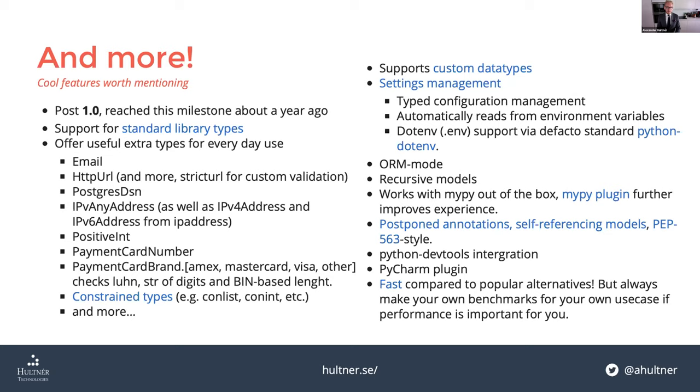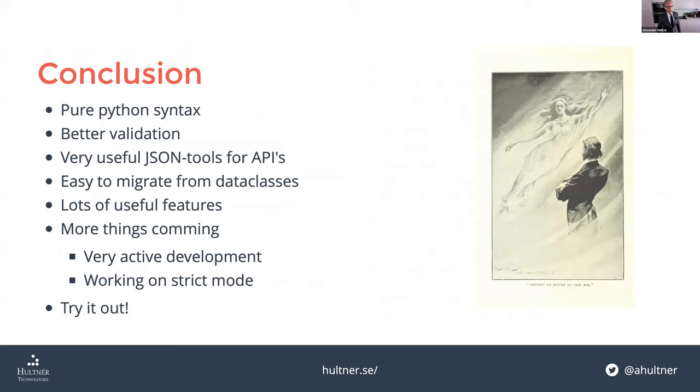So concluding, we have a pure Python syntax, but we have better runtime validation. We just use the standard type annotations. It's very useful for APIs with all the JSON tools. It's easy to migrate from your existing data classes. You have a lot of useful features. More things are coming. It's very actively developed. They're working, for instance, on a strict mode that won't coerce things. And you should try it out if you're interested.